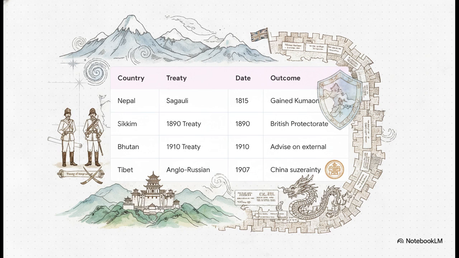Then we have Bhutan. Through a treaty in 1910, the King of Bhutan agreed to let the British advise on all its external affairs and defense. And finally, Tibet. To counter Russian influence, the 1907 Anglo-Russian Treaty was signed, which principally acknowledged China's suzerainty over Tibet. Like I said, a very deliberate, step-by-step process to build an impenetrable wall around India.